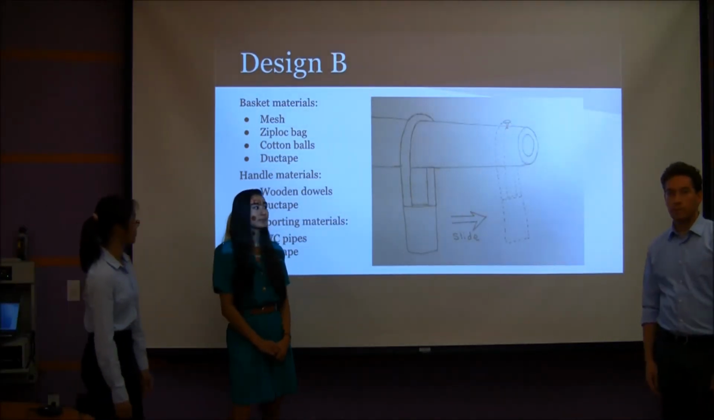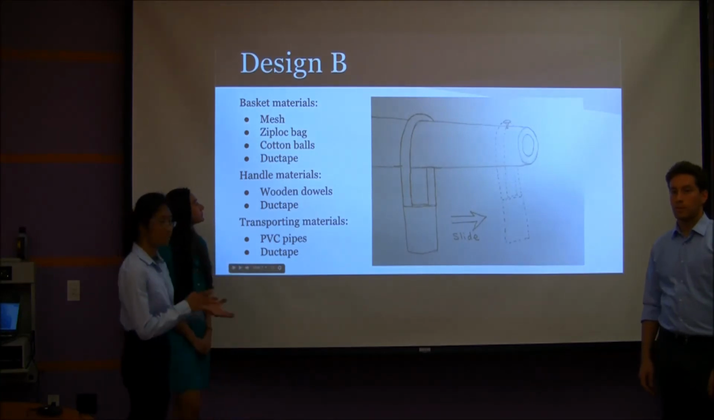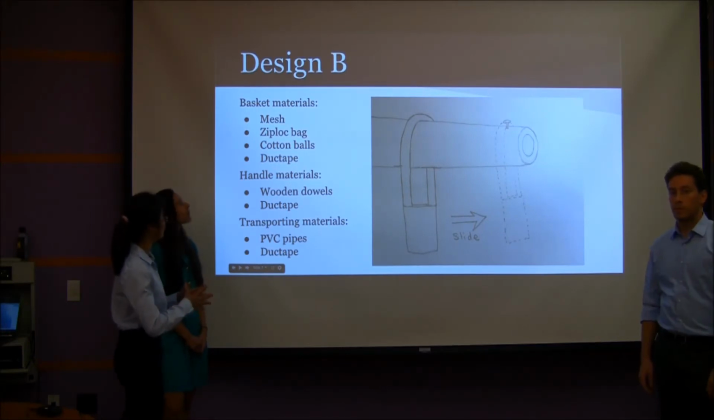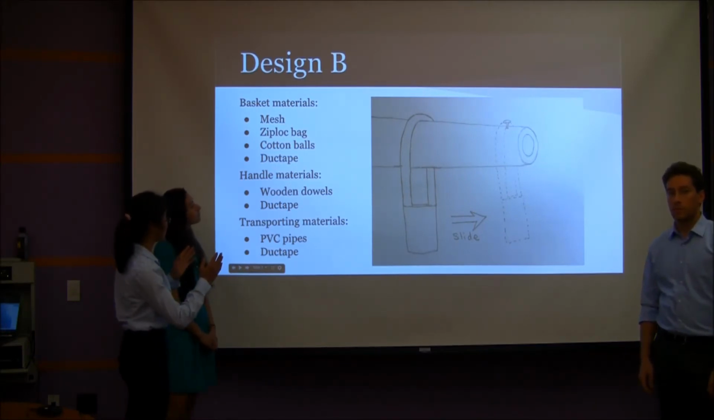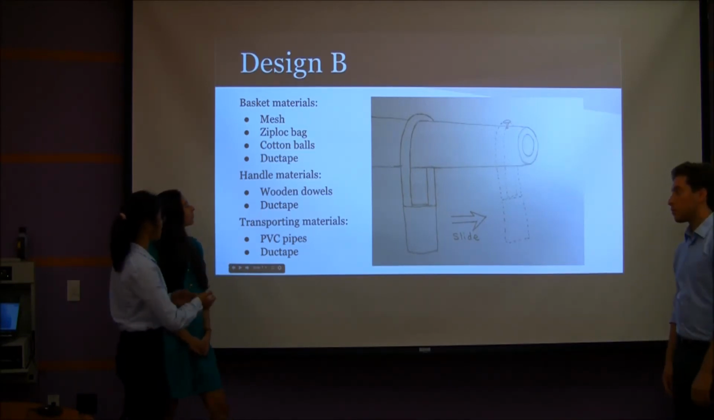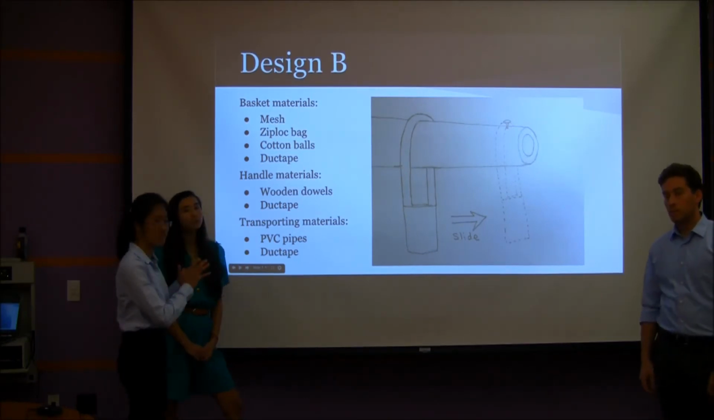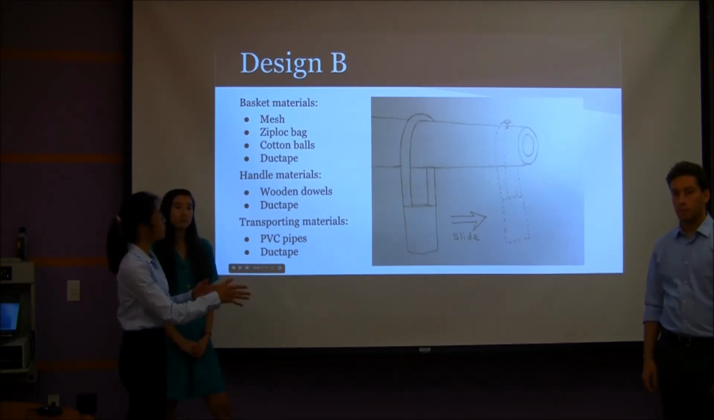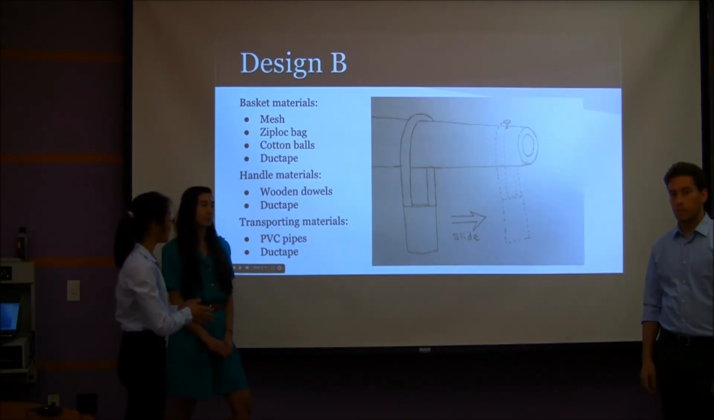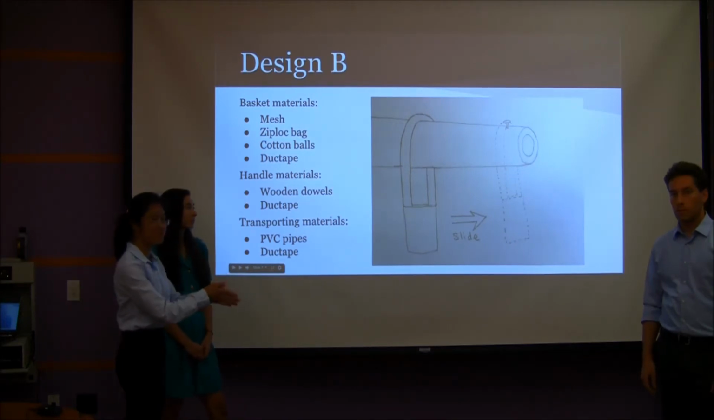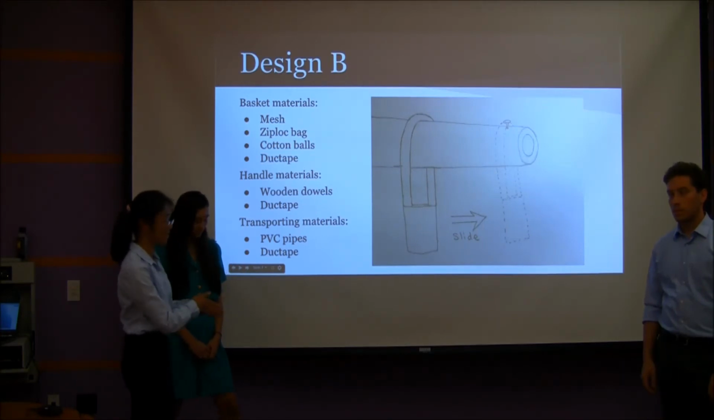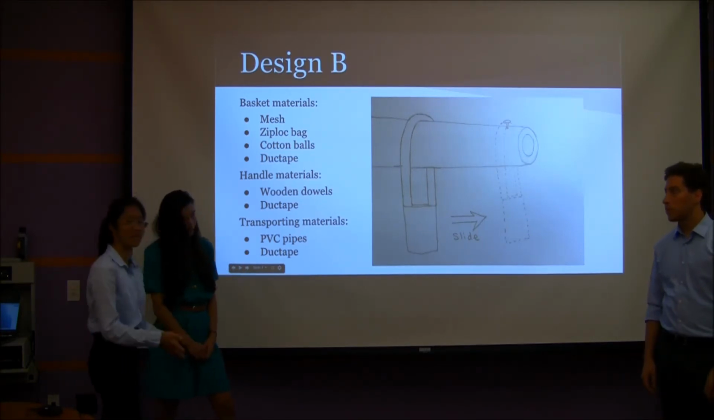In design B, we'll be creating a basket, also using the mesh material, the Ziploc bag, and the cotton balls. However, this time the basket will have a long handle created using wooden dowels and stuck together using duct tape. To transport the egg, we would slide the basket to the end of the PVC pipe, which has some kind of knob at the end to prevent the basket from sliding any further. Then we would lower the basket into the bioreactor and then slide the PVC pipes under the basket handle and then leave the egg inside the bioreactor.